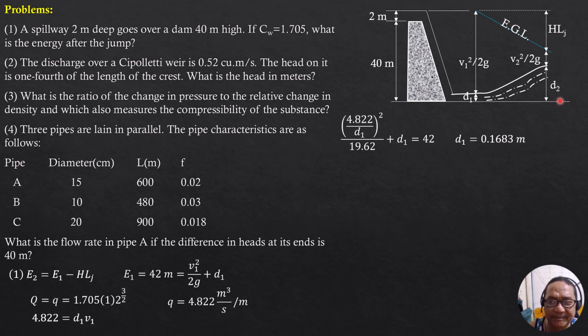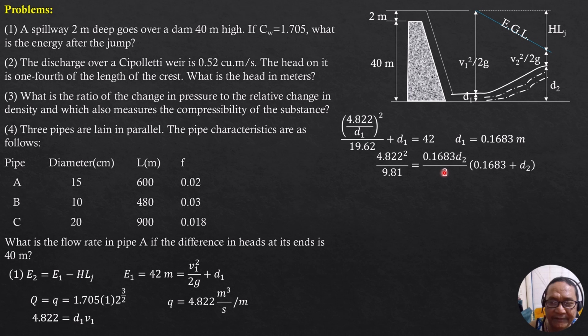Since head loss in the jump can only be computed if we know depth 2, to solve that, we use the discharge, small q squared over g. The hydraulic jump formula, small q squared over g equals depth 1, depth 2 over 2, quantity depth 1 plus depth 2. So small q, 4.822 squared over 9.81 equals depth 1, depth 2 divided by 2 times quantity depth 1 plus depth 2.